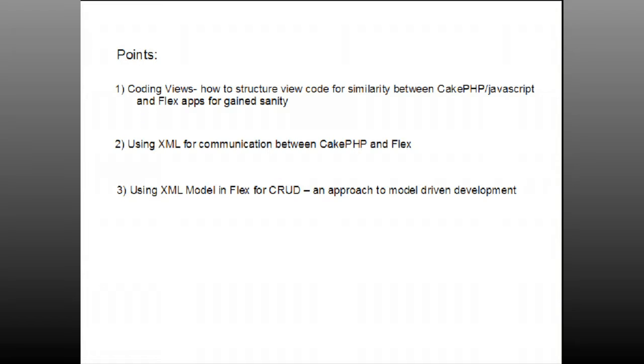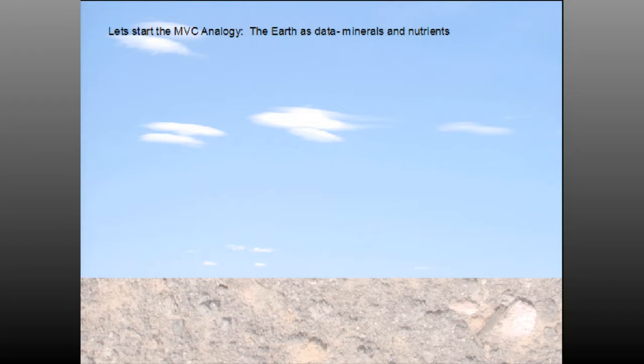I'll first start out with the MVC tree analogy that I think works really well. You guys will remember it forever. You'll probably either love it or hate it, so at least you'll remember it, right? So we got the earth. That's going to be our analogy for the data. You got minerals, you got nutrients. Perfect. We're going to extract those, right?